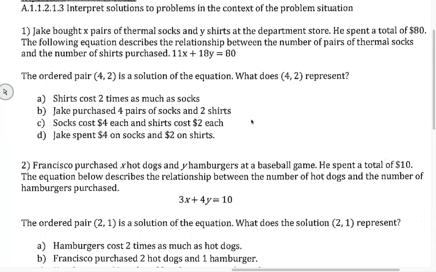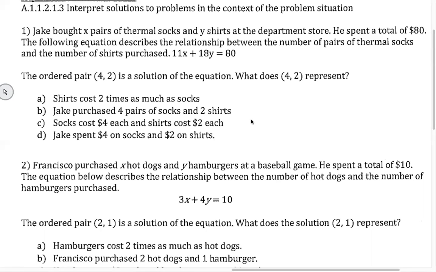All right, so Jake bought X pairs of thermal socks and Y shirts at the department store. He spent a total of $80. The following equation describes the relationship between the number of pairs of thermal socks and the number of shirts purchased: 11X plus 18Y equals 80. And it says the ordered pair (4, 2) is the solution of the equation. What does (4, 2) represent?